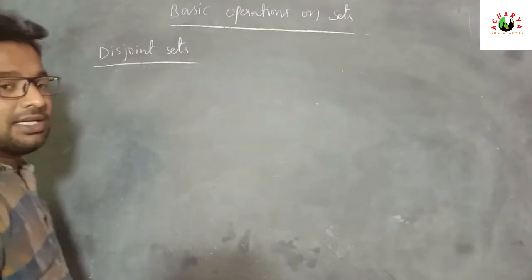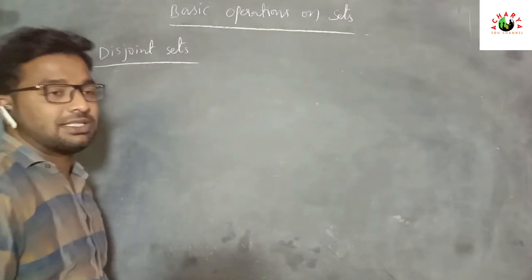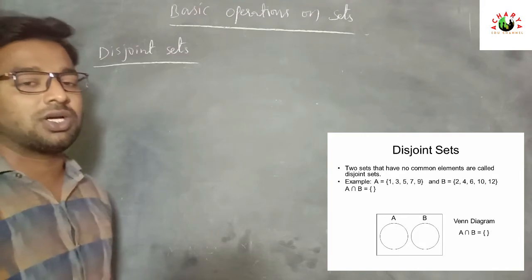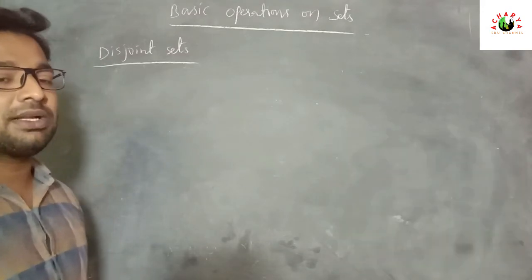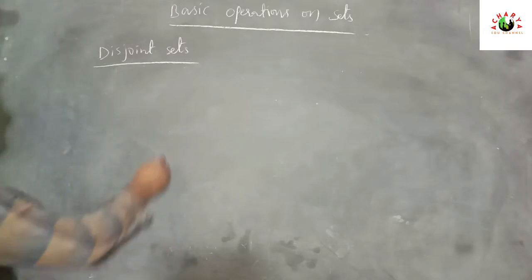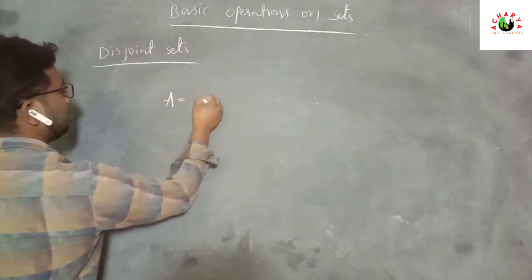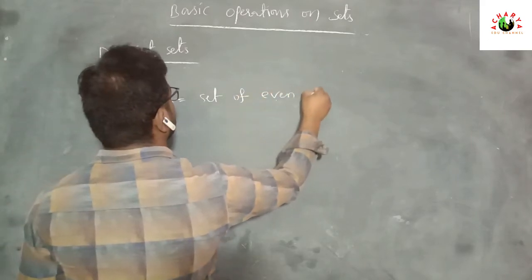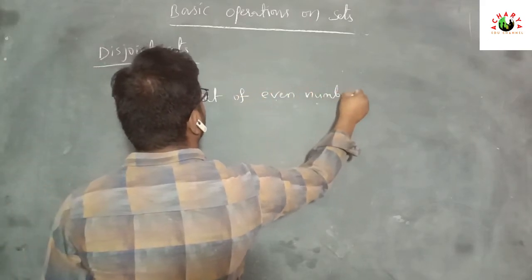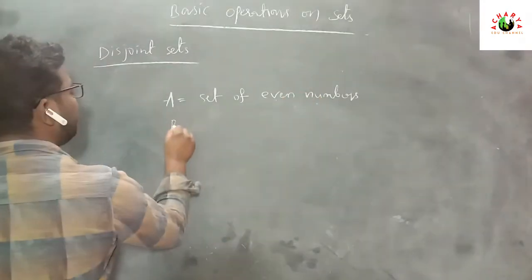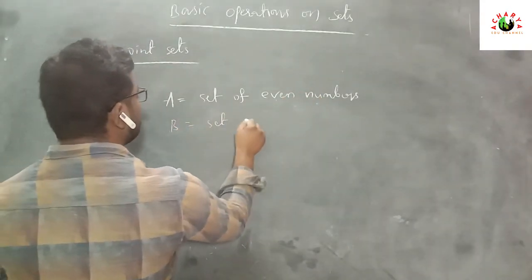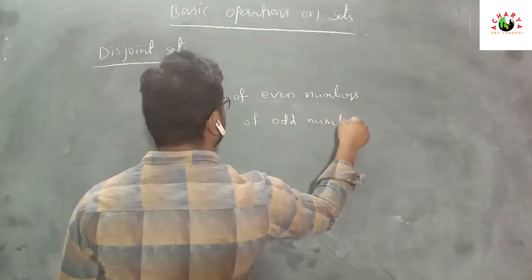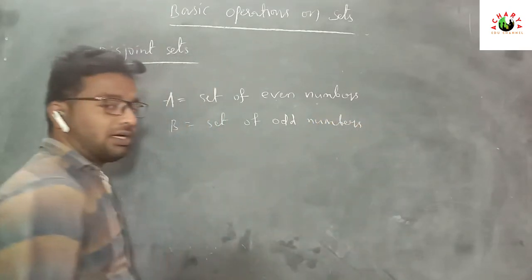Disjoint sets. What is meant by disjoint sets? If there is no common element between two sets, they are called disjoint sets. For example, A is equal to the set of even numbers. B is equal to the set of odd numbers.